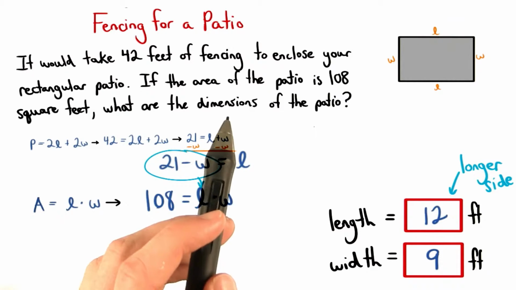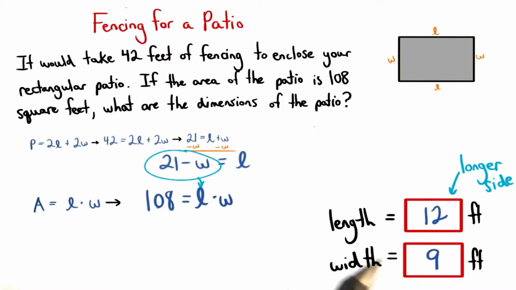For our patio, the dimensions are 12 by 9. The length is 12 feet long and the width is 9 feet long. Great thinking if you found these two numbers. Now, this required us to solve a quadratic equation, so don't worry if it gave you trouble. We haven't even done a problem like this yet.